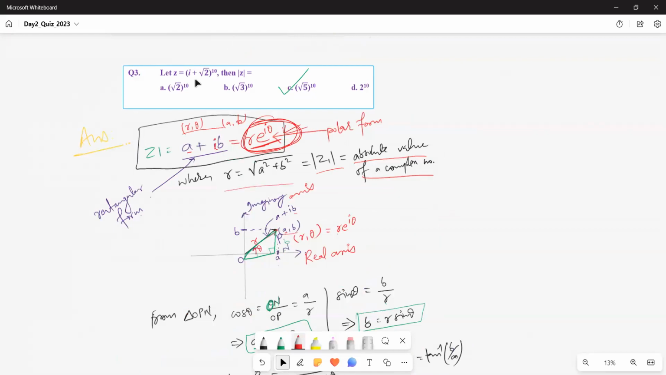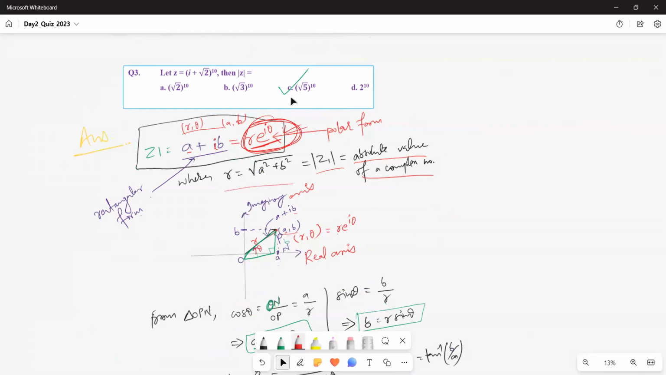So that is Z in the question. Z, the complex number, is iota plus root 2. That is a complex number whole to the power 10. So that's the Z. So we already got our answer, that is root 5 to the power 10.